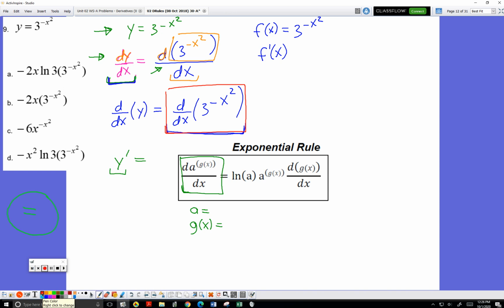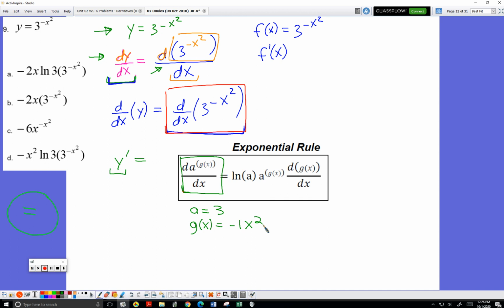Don't overthink it. It's not meant to be hard. What does a and g have to be in this green box so that the green box is an exact copy of the red? That's how you use the rules. You just got to pick the right a and the right g. Sam? A is 3 and g is negative x squared. Raise your hand if you saw that.